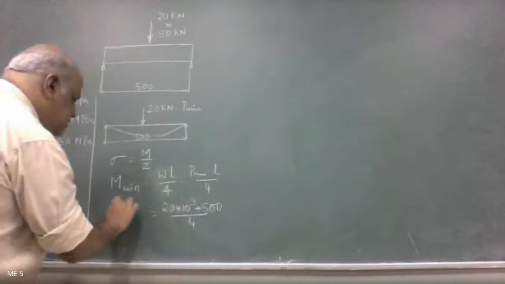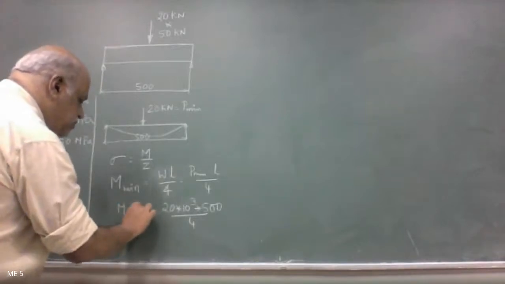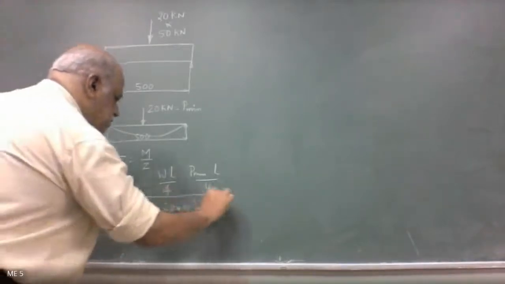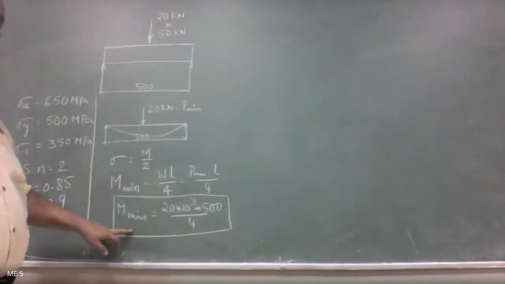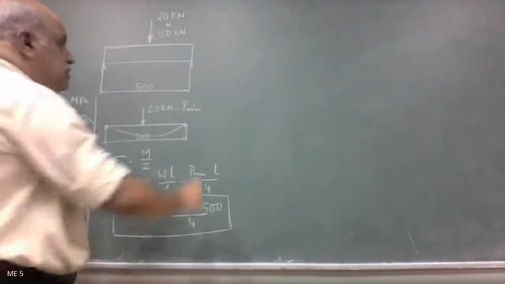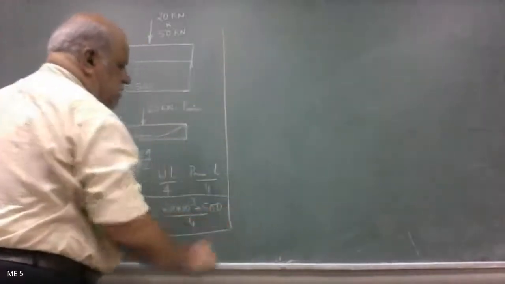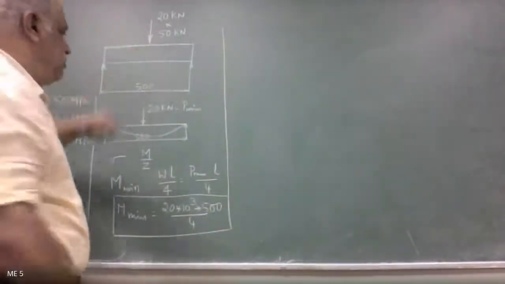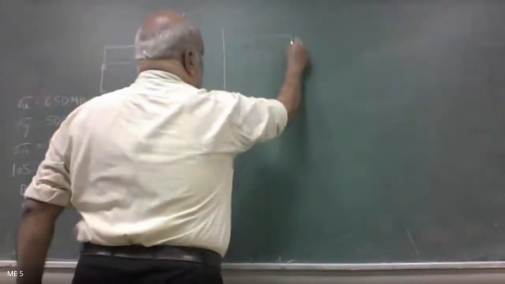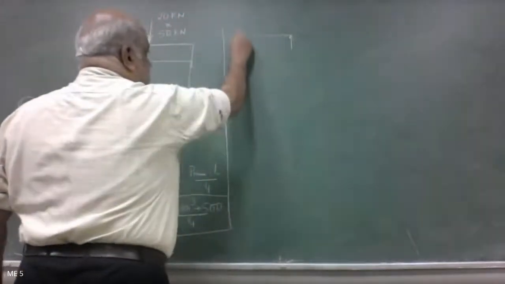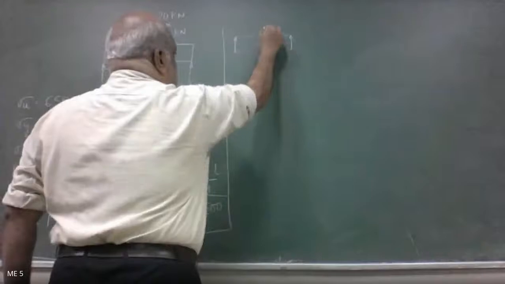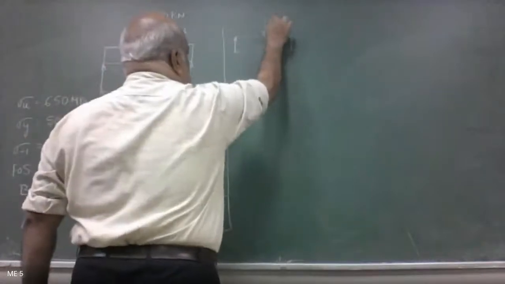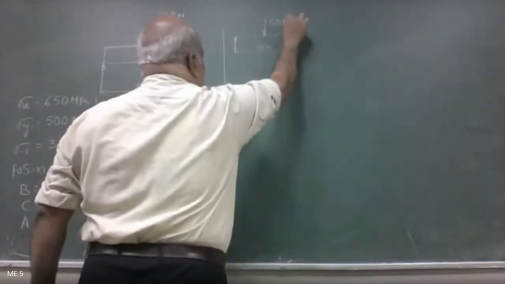So this will be my minimum value of bending moment for a 20 kilonewton load. Is it okay? Then I'll take the maximum value of load again. So there is another beam, the same beam, which is acted upon by a 50 kilonewton load at its center. So that is 50 kilonewton.